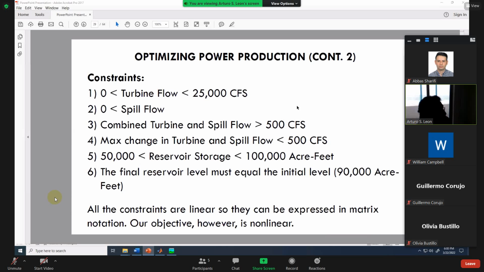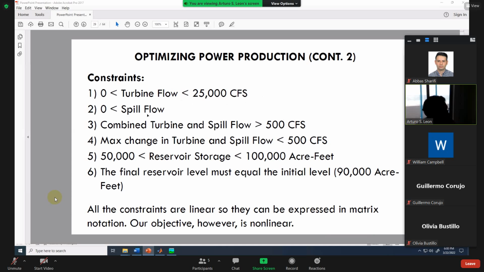And here we have the constraints. The constraints for the turbines: the flow cannot be below 0, right? The minimum flow in the turbine has to be 0. So if you completely close the gate, the flow will be 0. And then the maximum flow will be 25,000 CFS. Why is that? Because every turbine has a capacity. So here the capacity of the turbine is between 0 and 25,000.